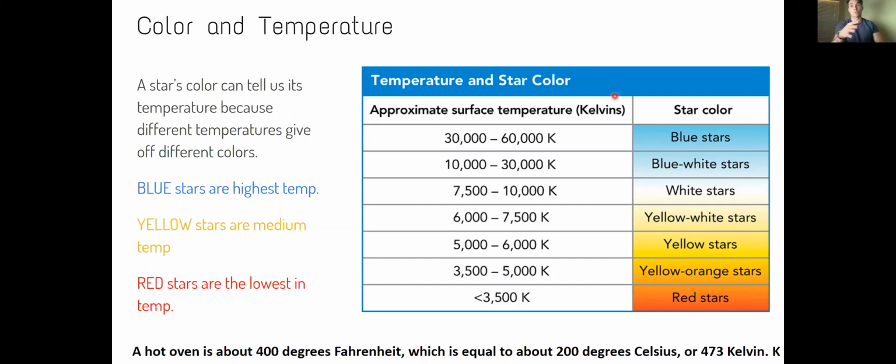Remember those red supergiants and giants? At the end of their life, the stars actually get colder. And that's why they become bigger and then they become red, because they start running out of fuel.